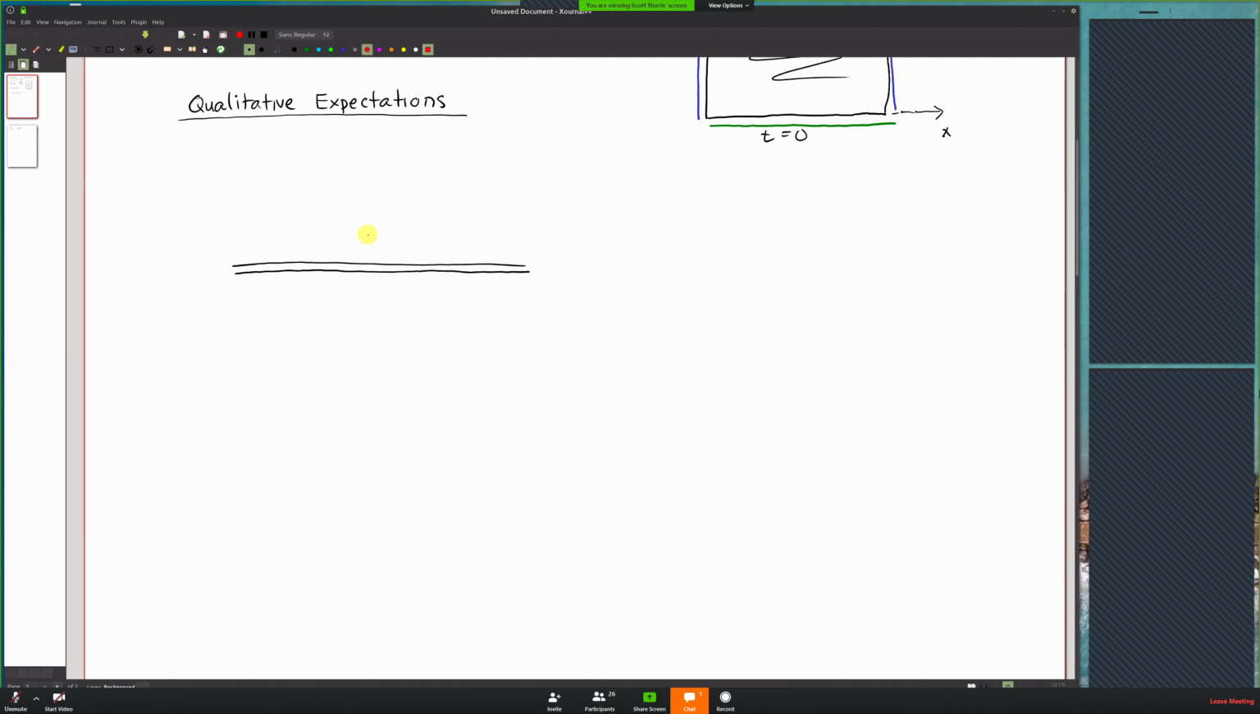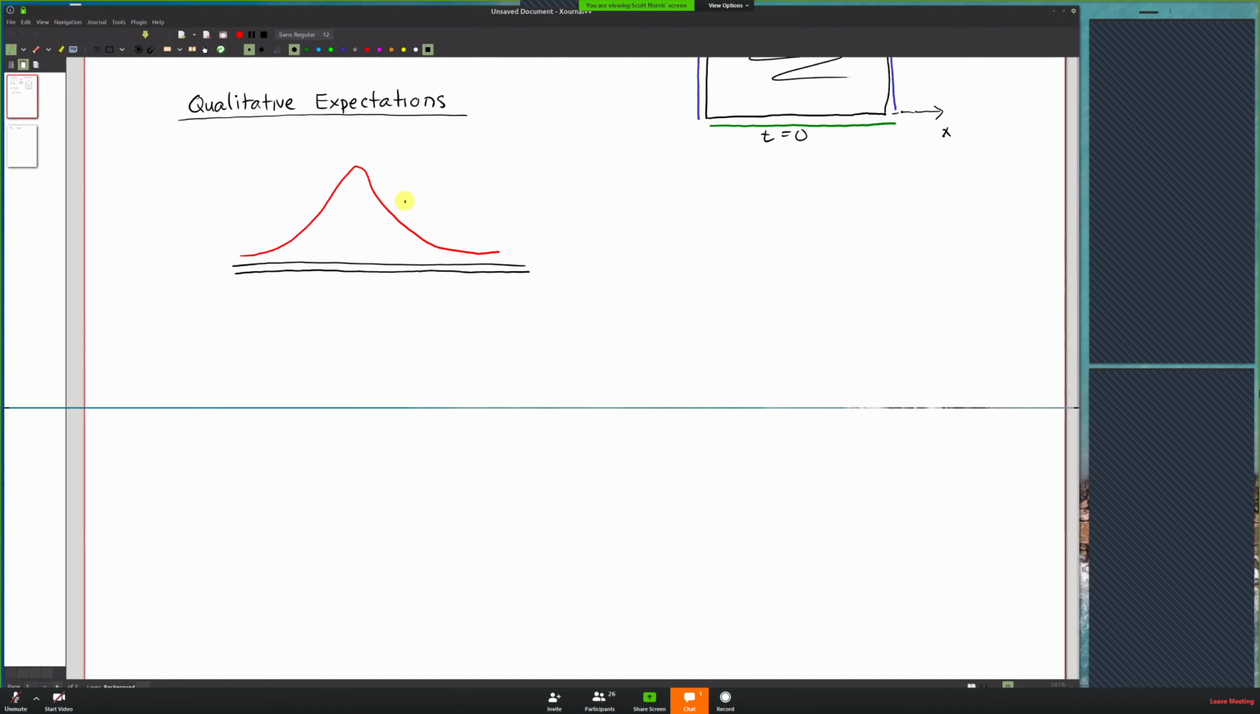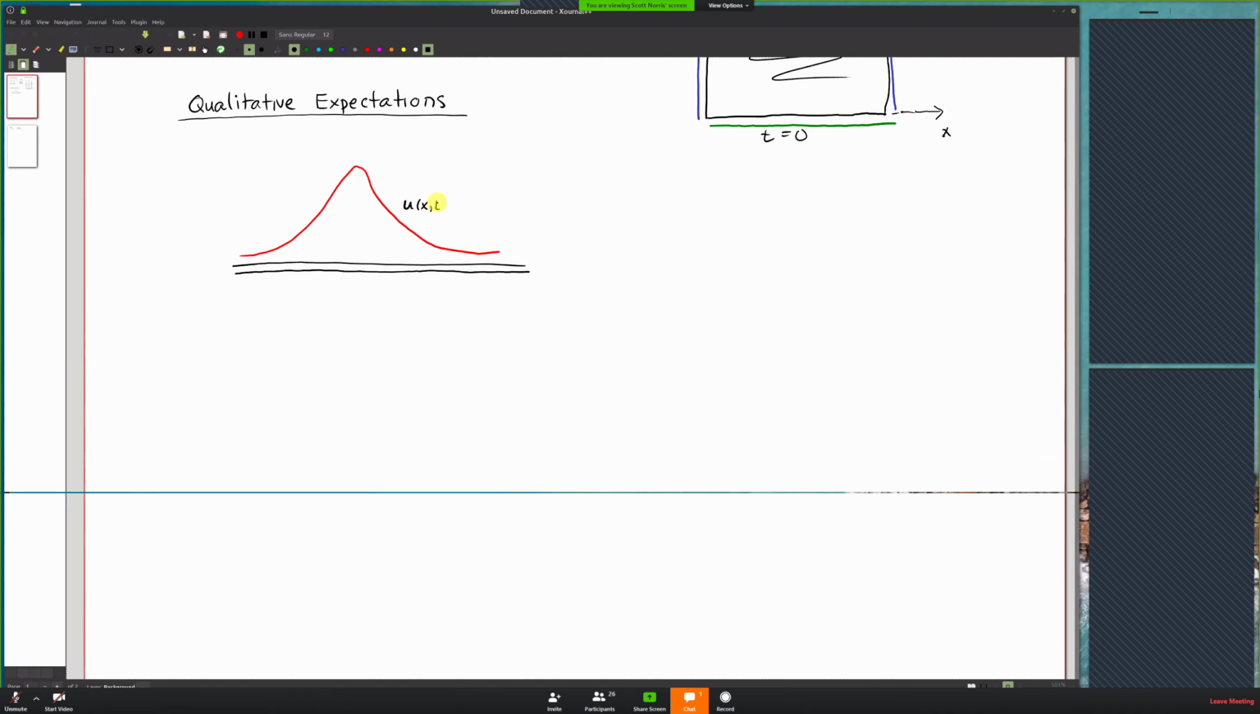And at some point, I build a fire under this bar, or I stick it over a flame or something. And so I have a temperature distribution in the bar that may look like this. Okay, and then I turn off the fire. I turn off the fire and I start the timer, and I'm interested in how this function evolves. All right, and this is the function u of x and t that we're interested in understanding. What does your intuition say is going to happen to it?